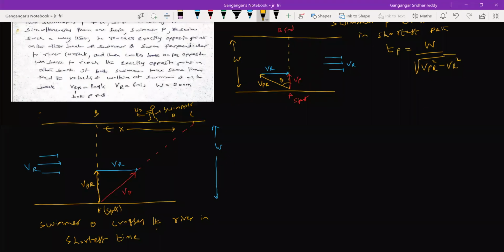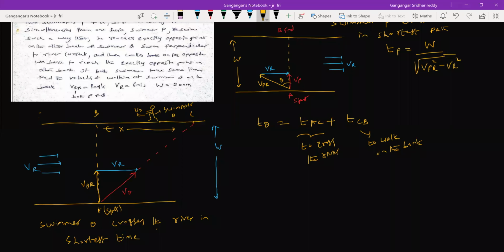So tell me, what are the formulas now? The time taken by swimmer Q, what will it be? He will move from A to C, then C to B. So this is the time taken to cross the river. What about this? Time taken to walk on the bank.